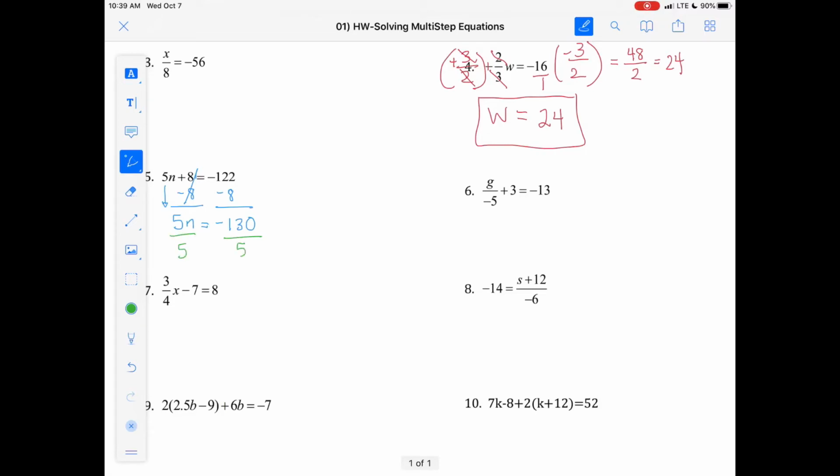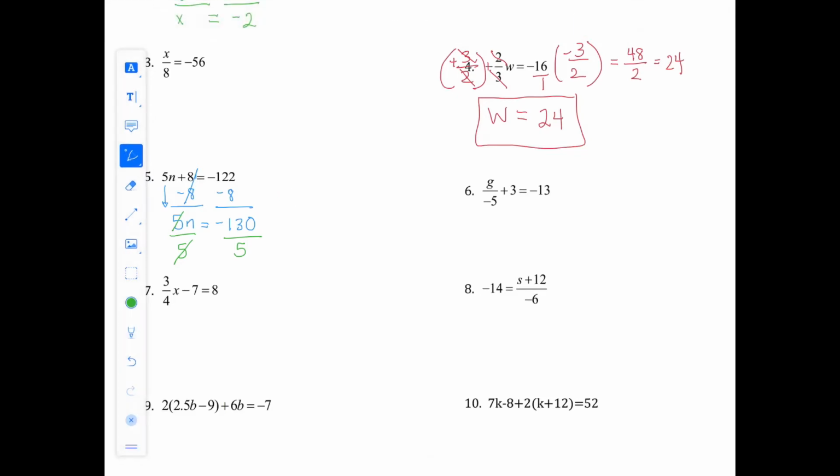I am dividing. 5 over 5 is 1. That leaves me with n isolated. Wonderful, on the left side. And now I just do my math. I can pull up Desmos if I want. And I know that negative 130 divided by 5 is negative 26, and Desmos will validate that.